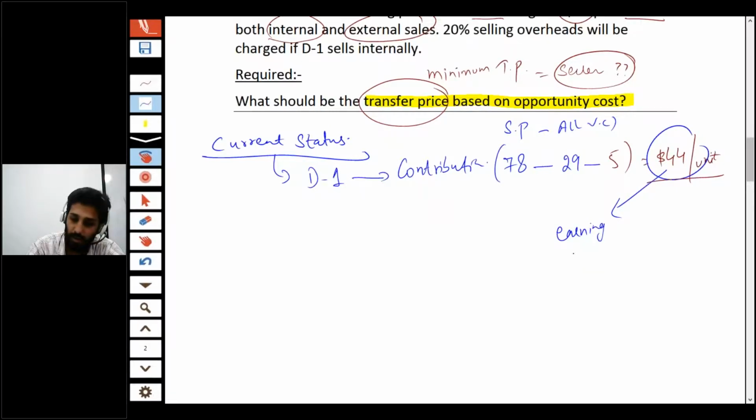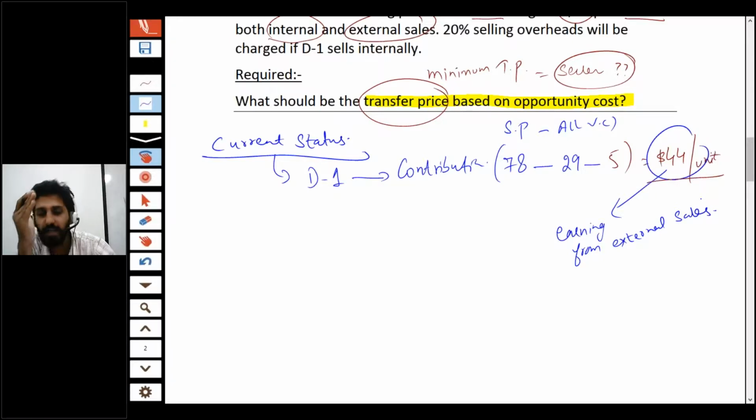from external sales. All right, you are earning this contribution from external sales. Good, you have computed this. Now I am going to calculate the transfer price.